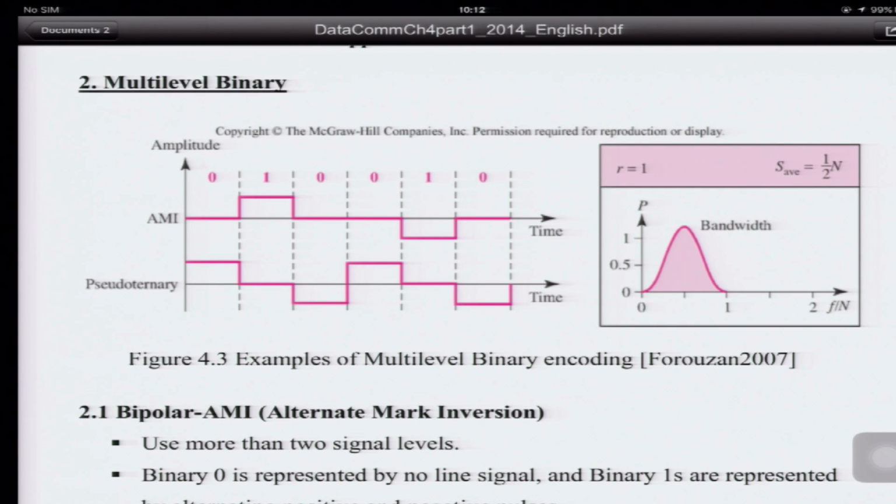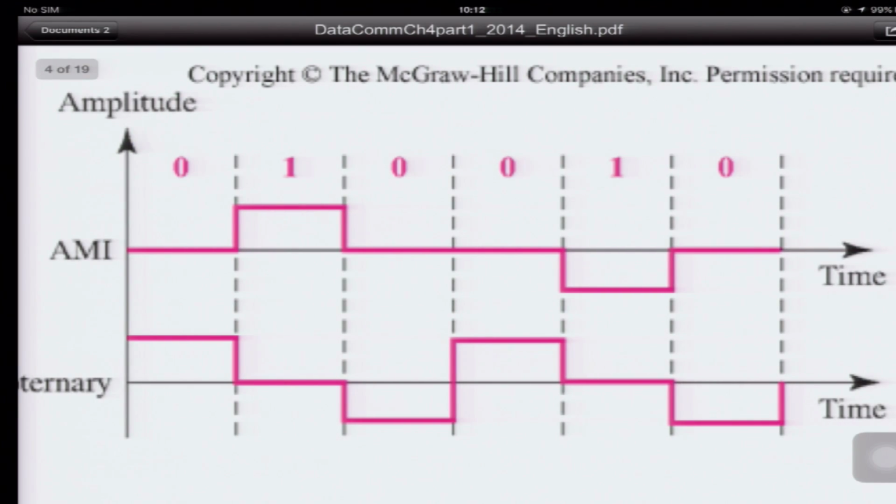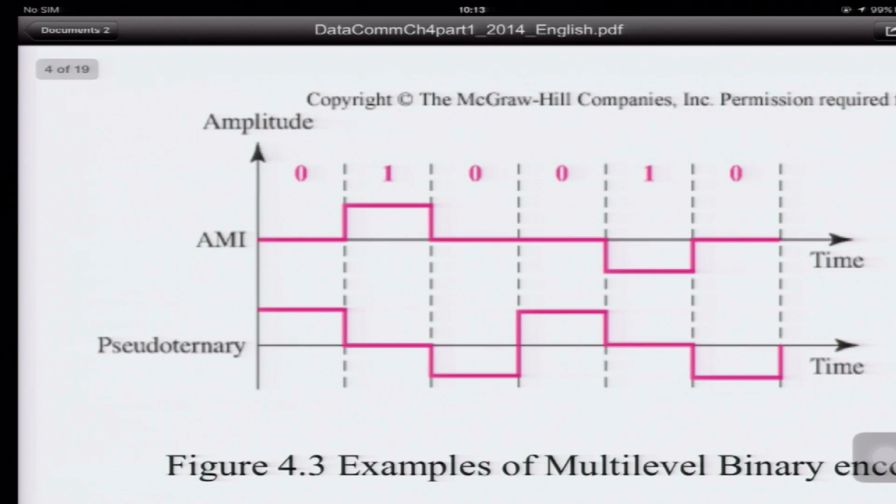For the AMI, when the bit is 0, you send nothing. When the bit is 1, you send high voltage or low voltage. So when the bit is 0, you send nothing. When the bit is 1, at first you have the plus, for example, plus 5 volt. For the next bit 1, you have minus 5 volt, for example, the minus voltage, and then 0, sending nothing.